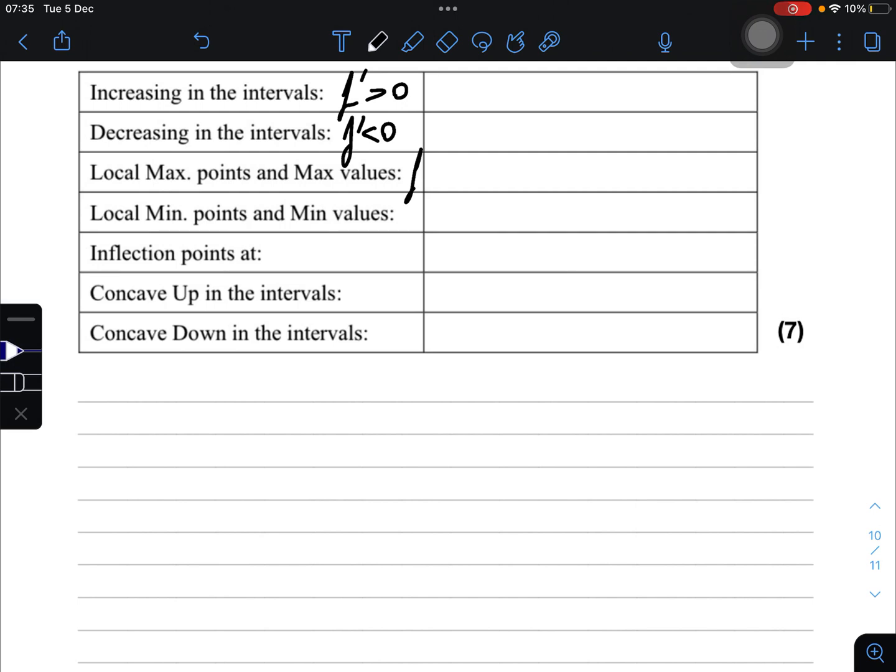Maximum points and minimum values. Maximum point means our differential is equal to 0 and our second order differential is less than 0. Minimum point means our differential is equal to 0 and our second order differential is greater than 0. Inflection points means that our second order differential is equal to 0, and then concave up and concave down, we can kind of imply those from those ones.